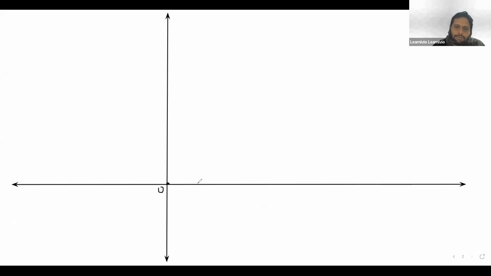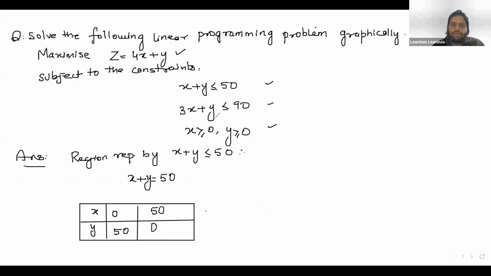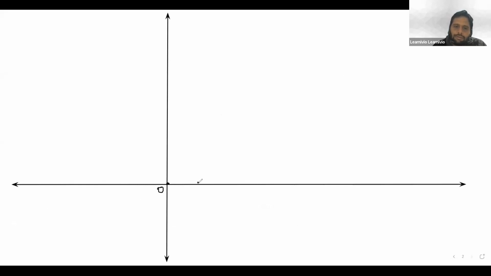So this is 0. Okay, we will find other points also, then we will take the scale. Okay, so we will take it as 10. So this is 0, this is 10. Okay, this is 20, this one is 30, this one is 40, this is 50, this is 60, this is 70, this is 80, and this is 90. Okay, this is 10, 20, 30, 40, 50, 60, 70, and this is 80. Okay, just give me a minute.